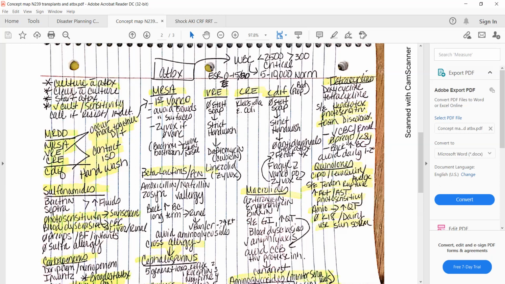Strict hand washing. If we're thinking VRE, Zyvox, but if not, we can do daptomycin or Cubicin. CRE, we see Klebsiella or E. coli. And then C. diff, the big things with C. diff. I would say bad poop, right?